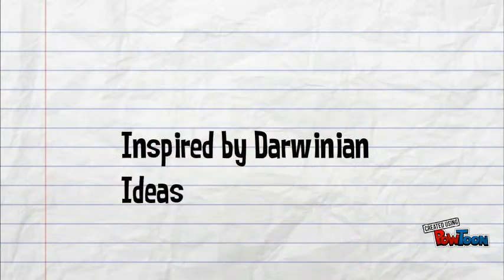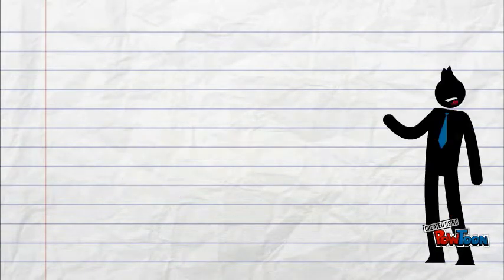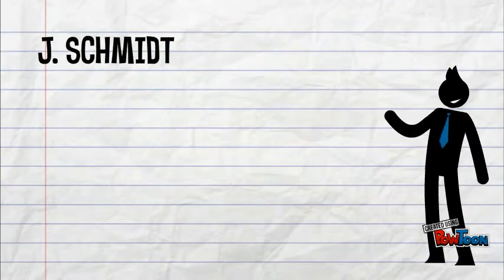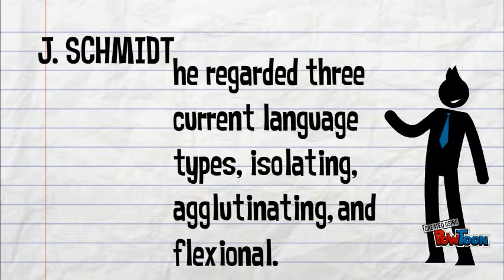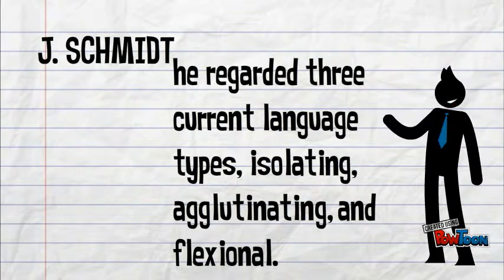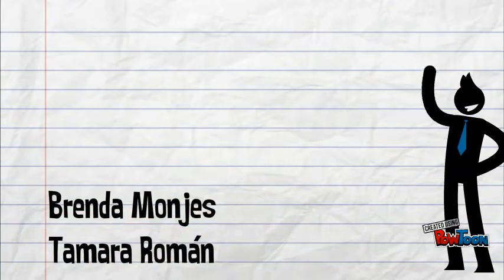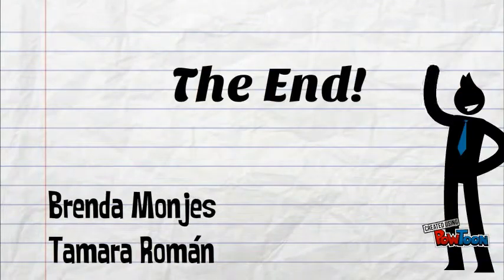Inspired by Darwinian ideas, he regarded language as one of the natural organisms of the world, and he recognized three current language types: isolating, agglutinating, and flexional. They were just some of the authors whose works laid the basis for seeing changes and comparing languages, as we all know nowadays.